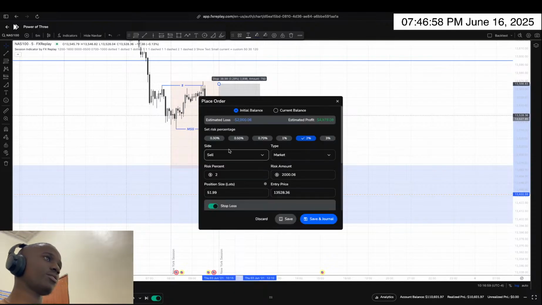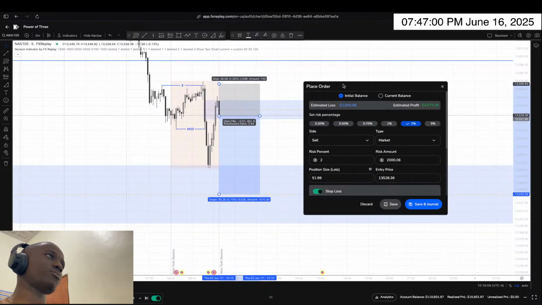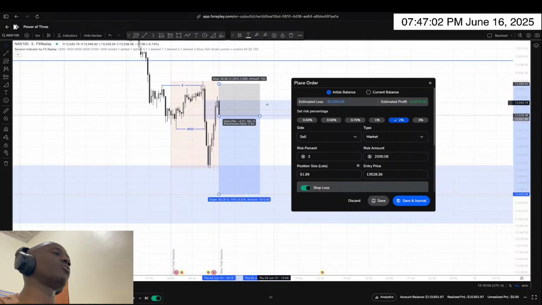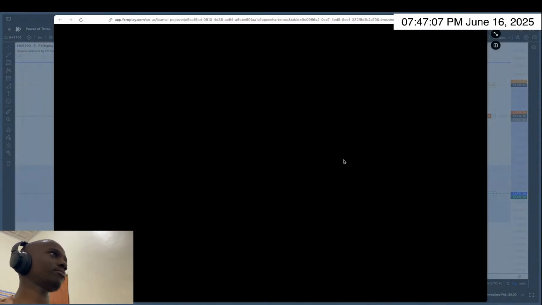Let me take the entry, but I think this is a low probability because we don't have a clear draw on liquidity, so I'll take like 1% there.